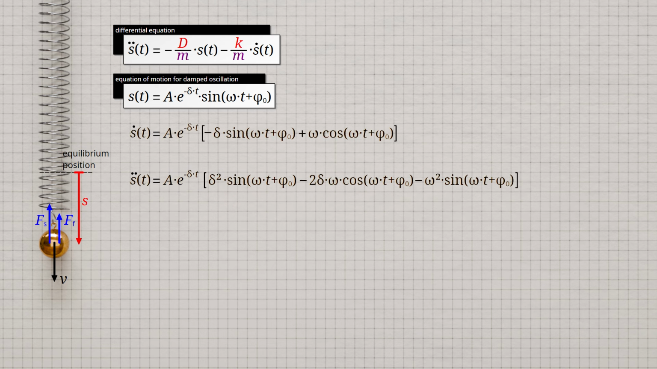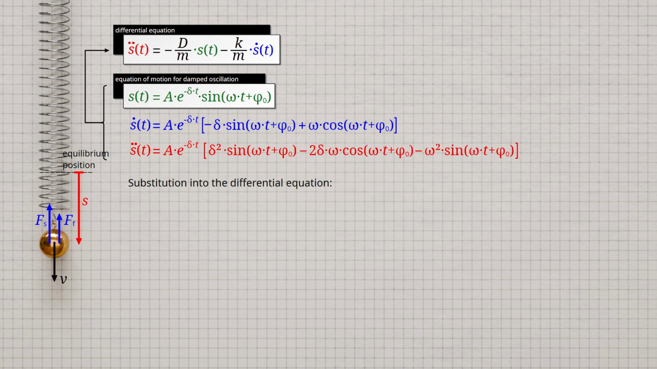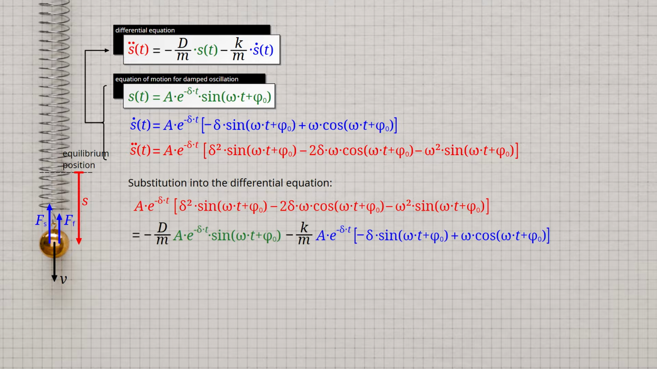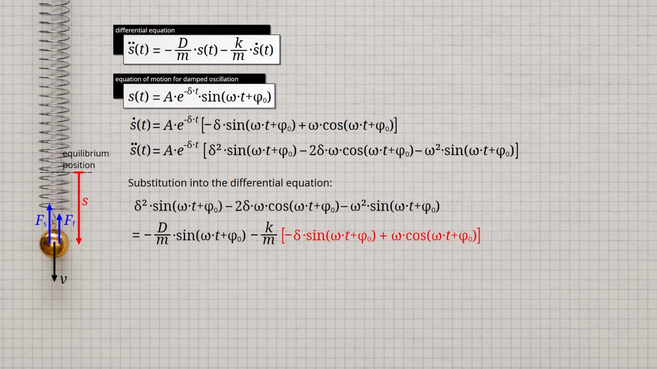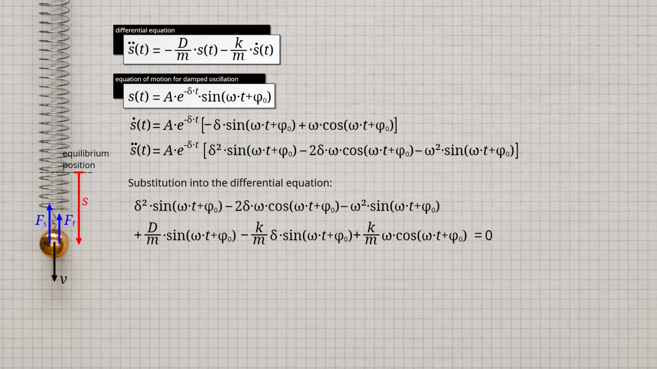We now substitute the equation of motion along with its first and second time derivatives into the differential equation. This initially results in a relatively long equation. In this equation, however, the exponential terms can be cancelled. We then expand the term marked in red within the brackets and obtain the equation shown. After that, we move all terms marked in red from the right-hand side to the left-hand side of the equation, which changes only their signs and ensures that the entire expression must equal 0.